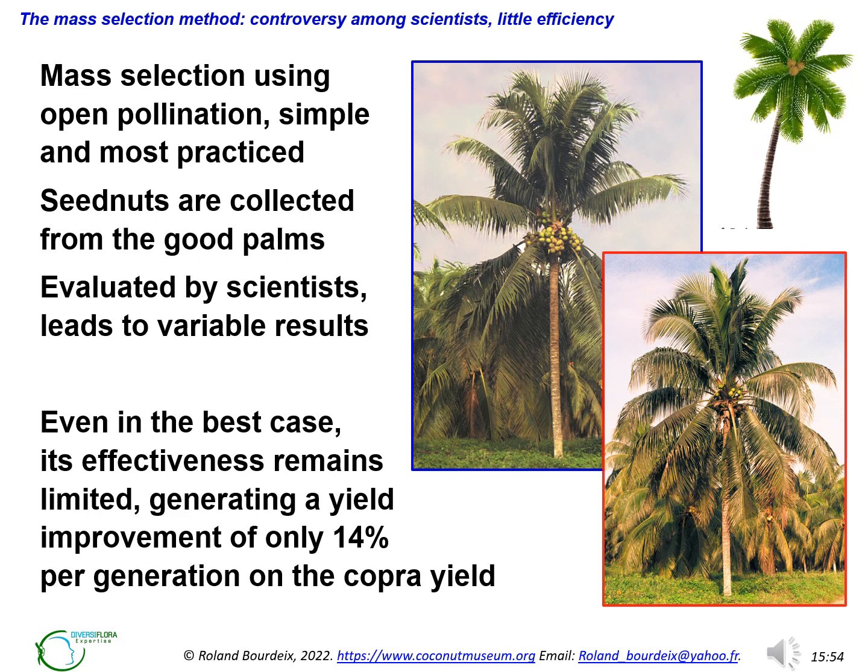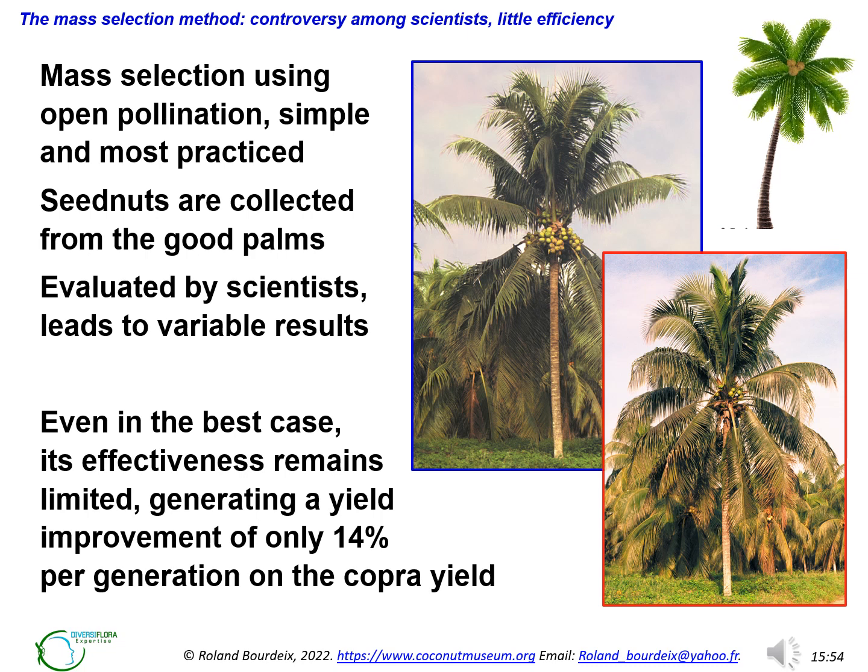It even led to disputes and controversy between scientists, who found different results depending on the country and according to the observation seasons. But even in the best case, its effectiveness remained quite limited, generating a yield improvement of only 14% per generation on the copra yield.